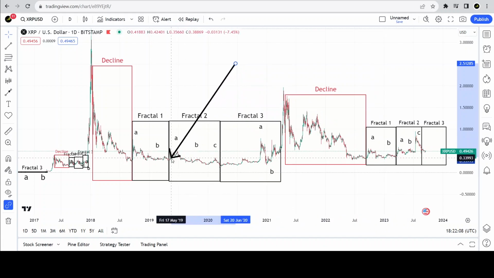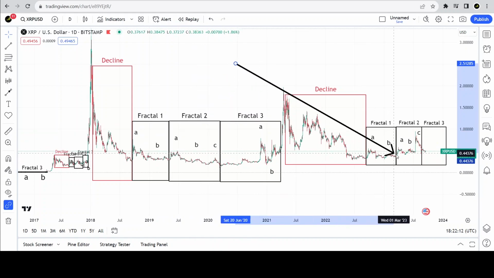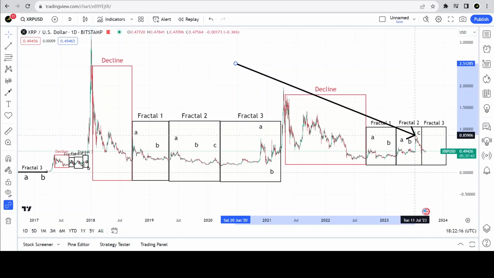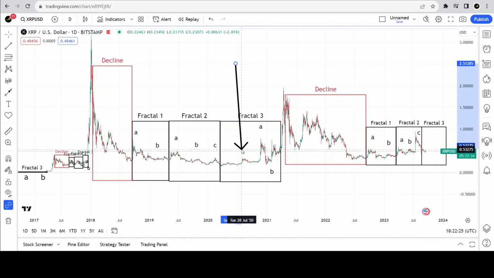Fractal 2 has three waves to it, wave A, wave B, and wave C. We have completed that over here with wave A, wave B, and wave C was massively distorted by the SEC versus Ripple lawsuit ruling. We are now entering into Fractal 3.